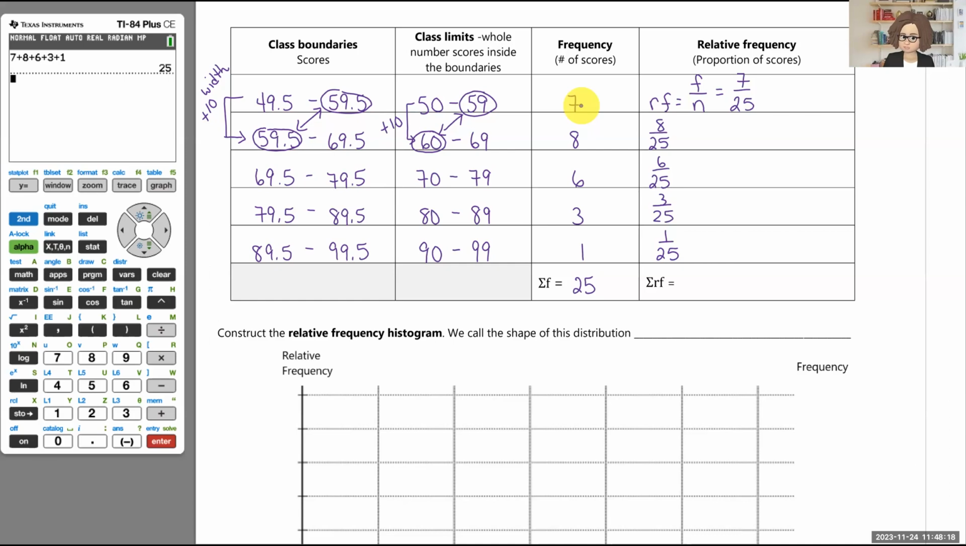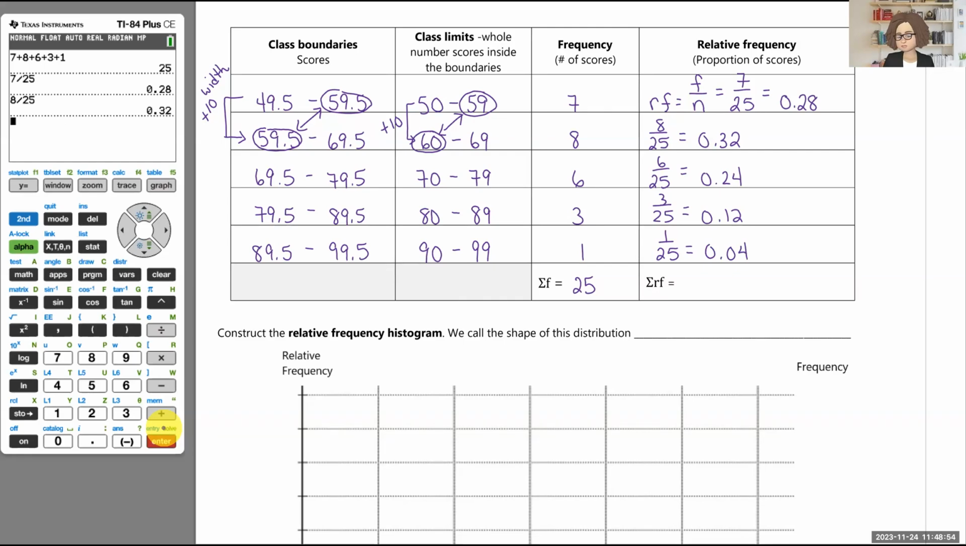So proportions or relative frequencies, we can certainly do fractions, or I'm going to change these to decimals. So I'll do the first one there. 7 over 25 would be 0.28. 8 over 25, 0.32. And I'm just going to write in the rest here. You can certainly check, but that will be 0.24, 0.12, and 0.04.